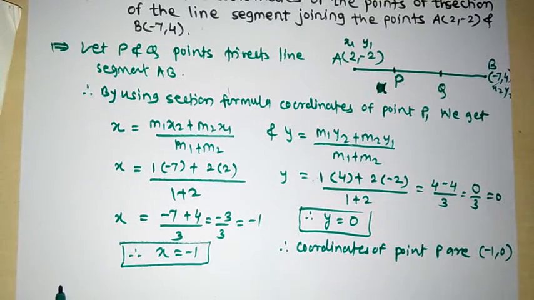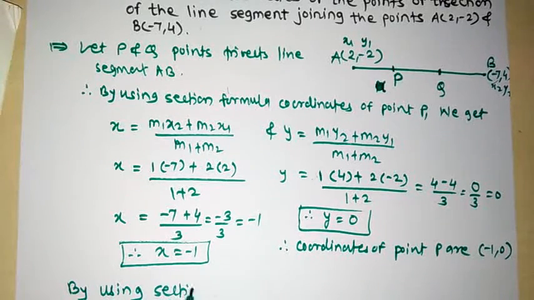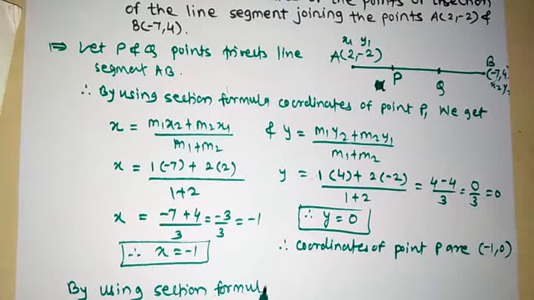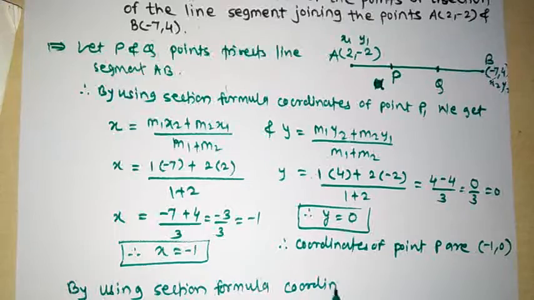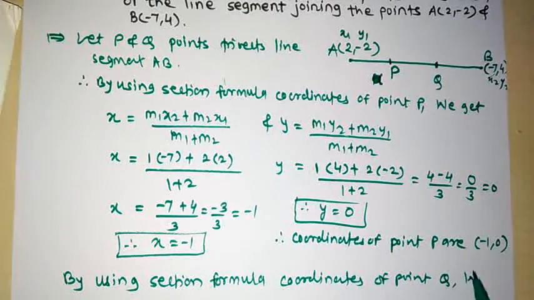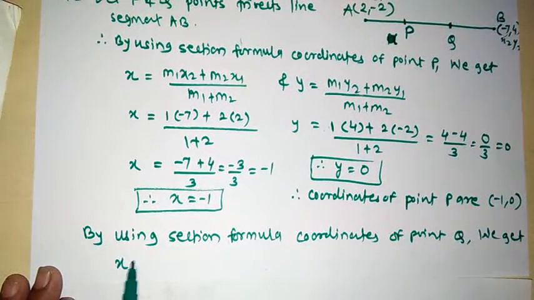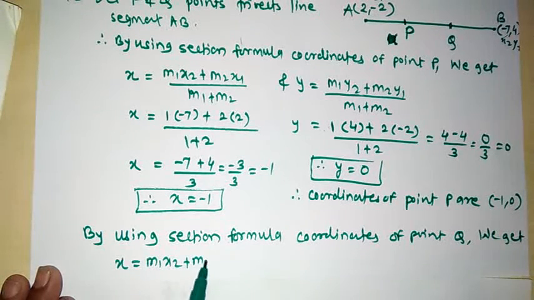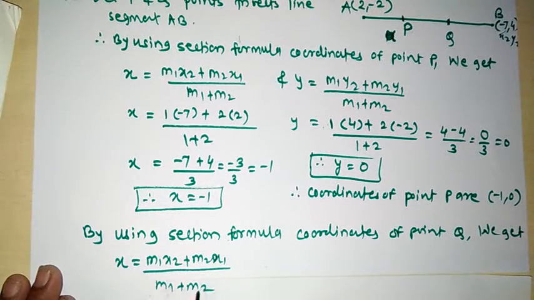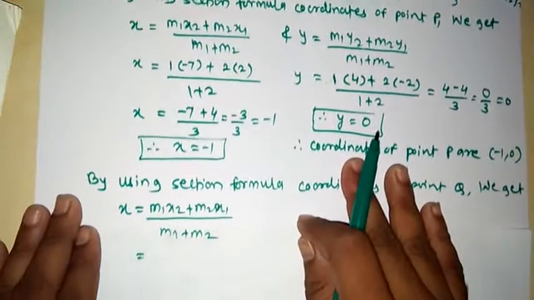Therefore, now by using the section formula, coordinates of point Q, we get, see here, what we will get? X coordinate is equal to M1 into X2 plus M2 into X1 divided by M1 plus M2. We know this formula. We will put all the values here. See here, we have to put all the values here.